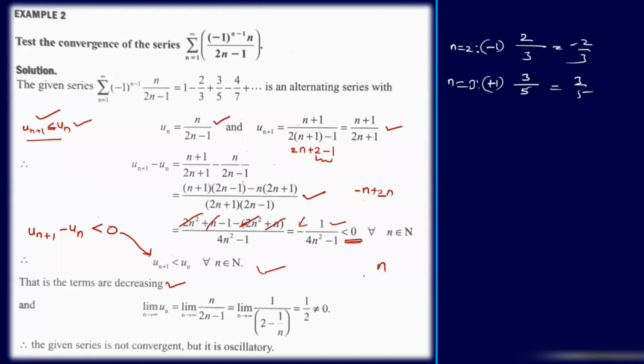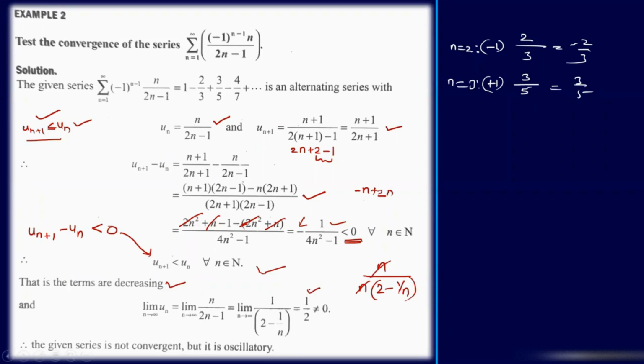And now in the denominator, if you take n common, we'll get it like this: n times 2 minus 1 by n. So this n can be cancelled. That's how we got it as 1 divided by 2 minus 1 by n. Now as n tends to infinity, this 1 by n approaches 0. Therefore, in the denominator, we'll get 2 minus 0. And therefore, the limit is 1 by 2.